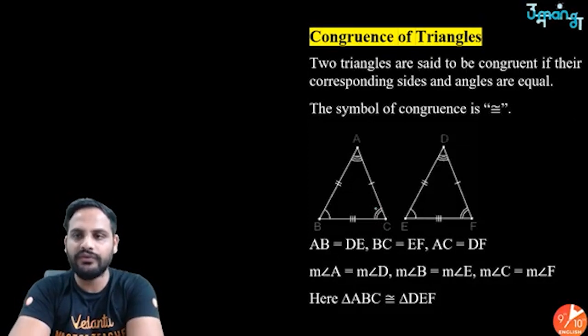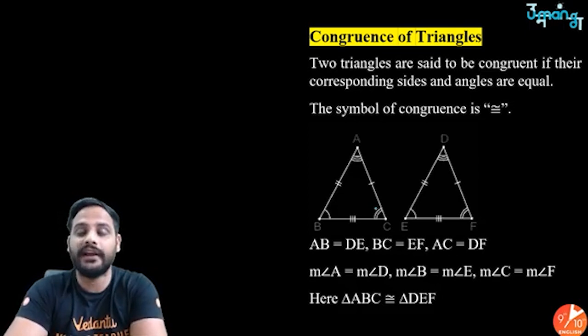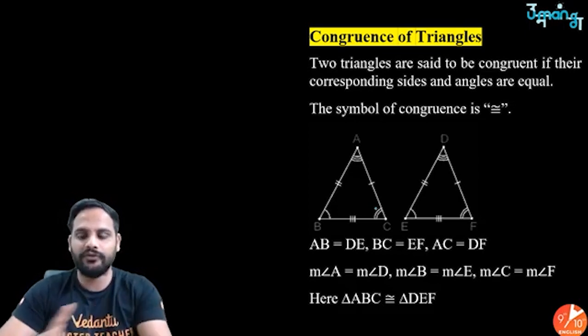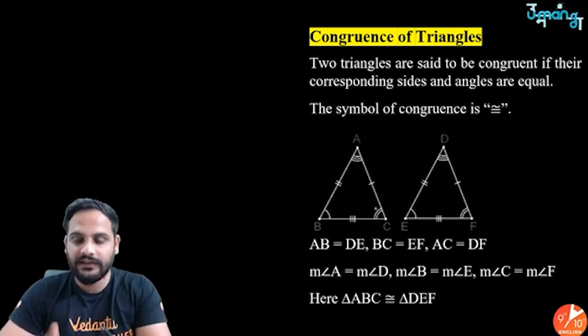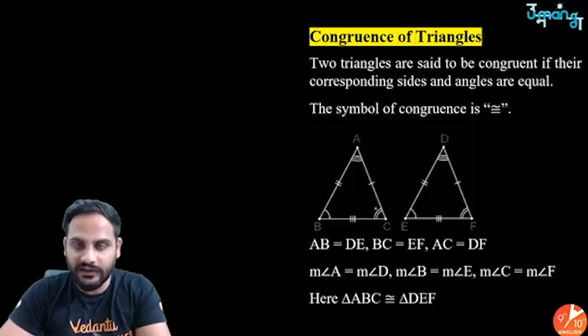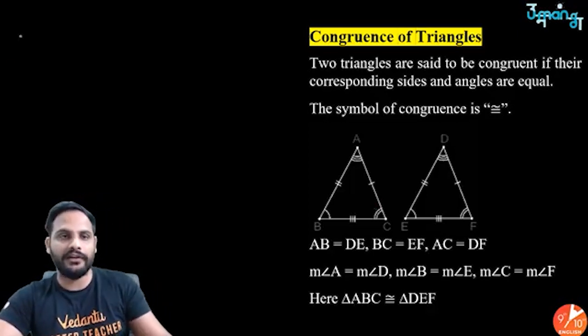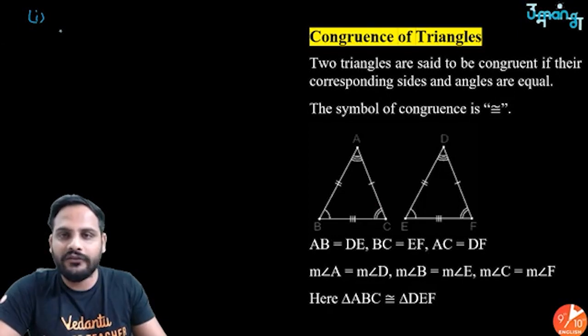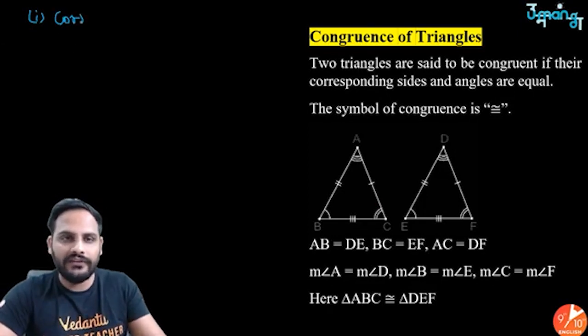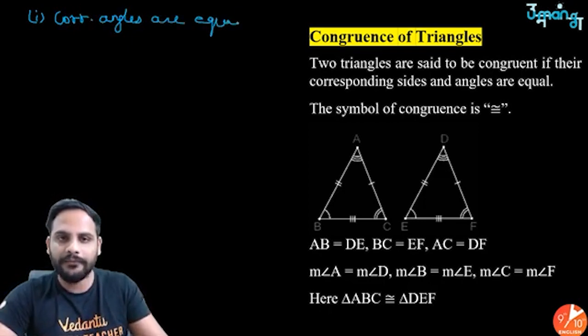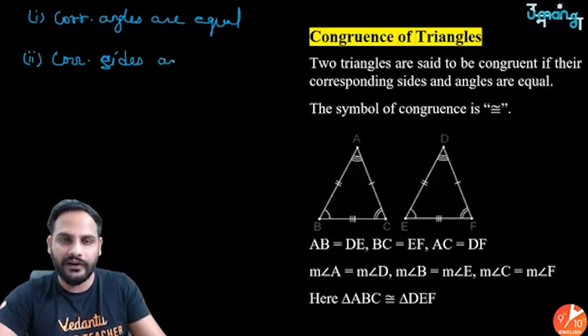We'll discuss the rules, but first, let's understand that if two triangles are congruent, what does it mean? If two triangles are congruent, we can say that all the corresponding sides are equal and all the corresponding angles are equal. Remember, two things are there. Corresponding angles are equal, and corresponding sides are also equal.